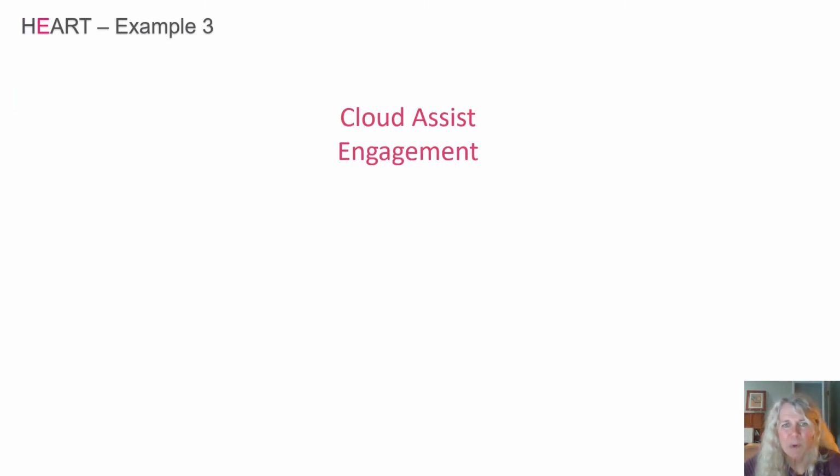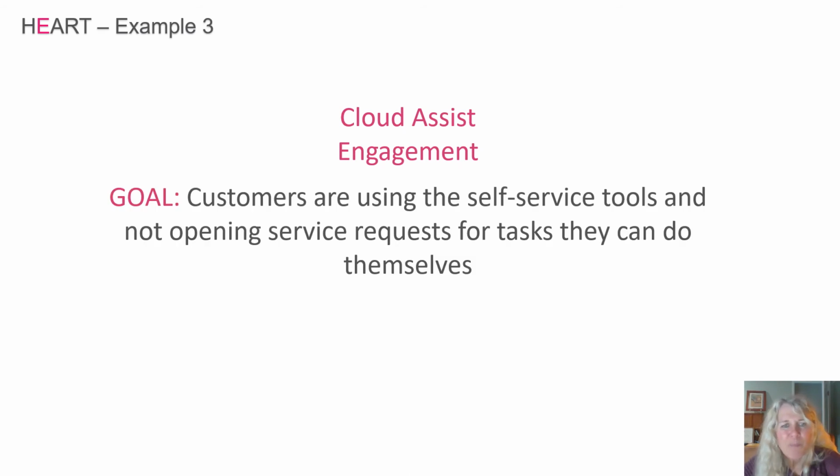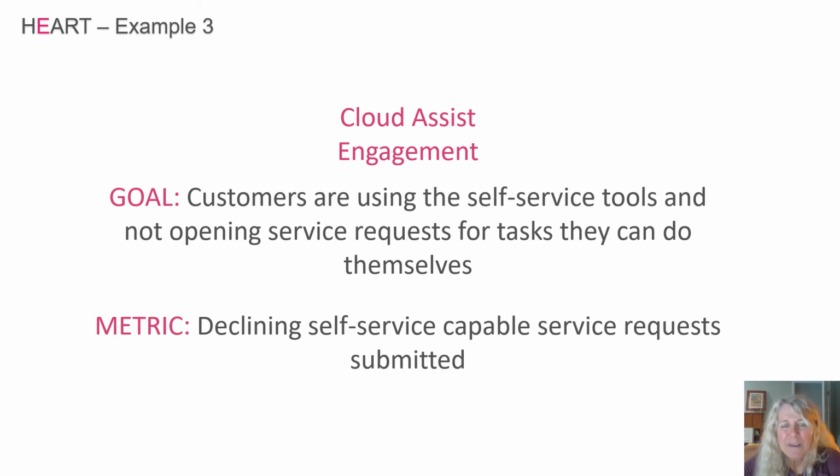The next example we're going to do is Cloud Assist, and we're going to look at engagement here. And the goal here is that customers are using the self-service tools and not opening service requests for tasks that they can do themselves because, hey, there's a self-service tool to do it. And the metric that they want to see is declining self-service capable service requests submitted. So if there's a self-service tool, they don't want someone to be submitting a request for them to do it on their behalf. So let's go out and see what they found out about their metric.